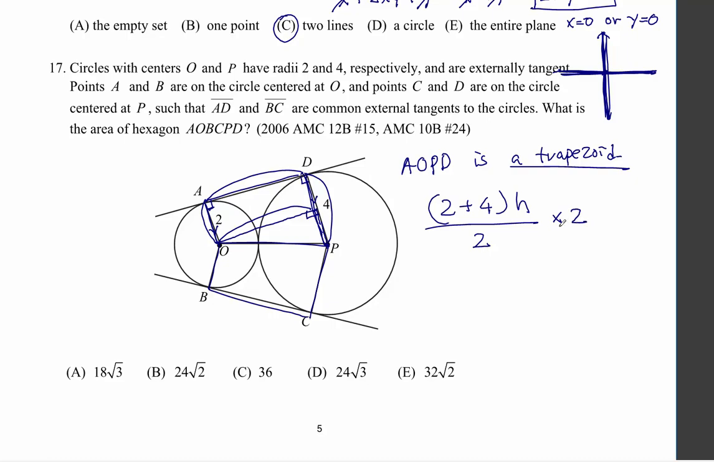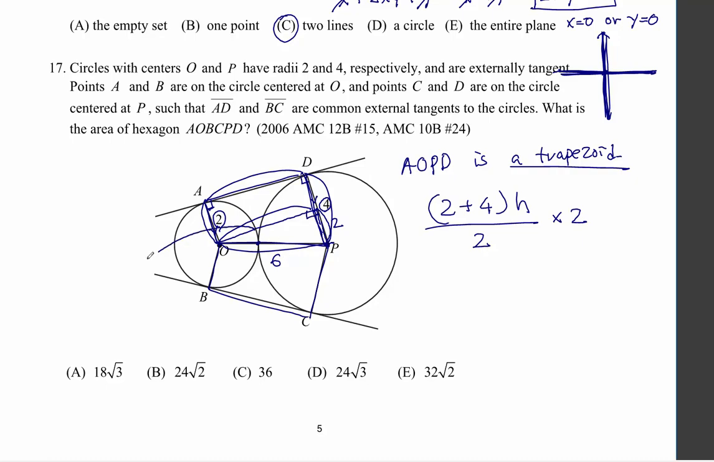But the only thing we need is the height. Can you find this one? 6, isn't it? 2 plus 4 is 6. What is the length of this side? 4 minus 2 is 2, right?